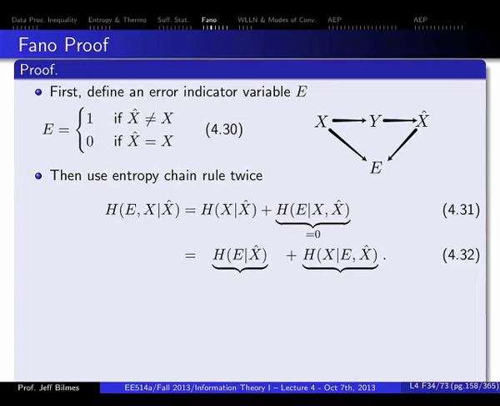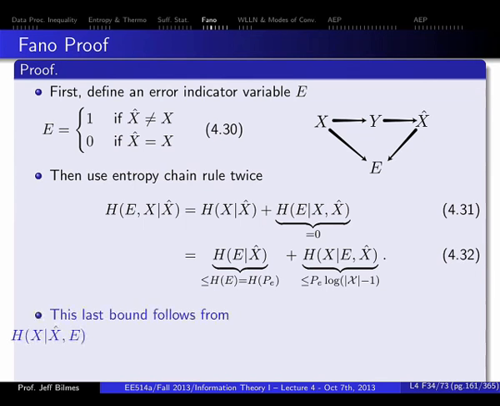Now let's use the chain rule again. And we've got the conditional entropy of E given x hat, and then the conditional entropy of x given E and x hat. So what do we get here? The first one is upper bounded by the entropy of E, since conditioning reduces entropy, which is the entropy of the probability of error. And the second one we're going to get as probability of error times log of |X| minus 1. Why is that? That's not so bad, but let's prove it.